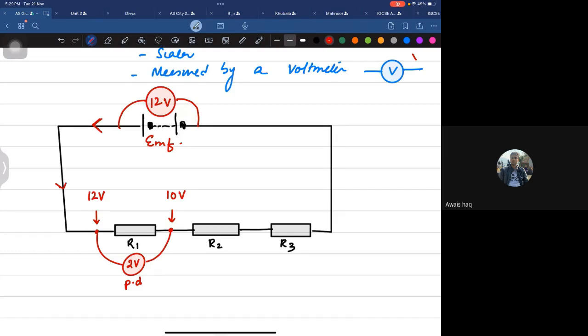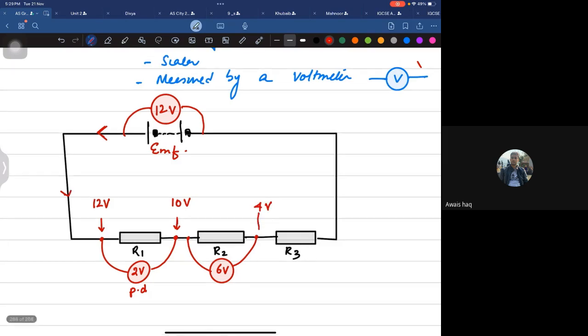Now suppose the next one needs 6 volts, or it converts 6 volts. That means that right now we had 10. So when it uses 6 volts out of it, transforms into other forms, it means 4 volts must be remaining. So the potential at this point has to be 4. And obviously the last one will use all of it. So here the potential left is 0, so it will just go back.